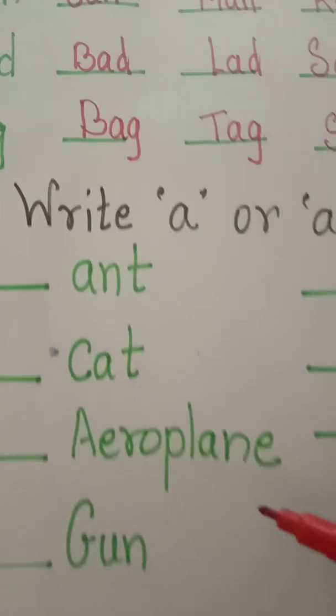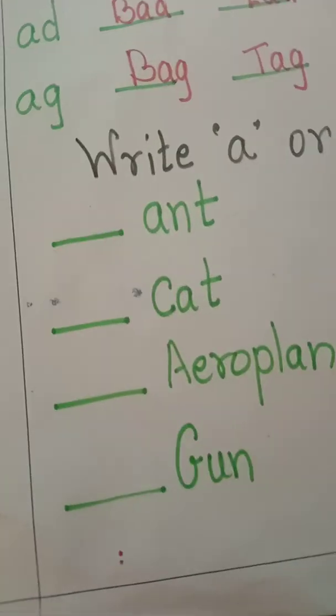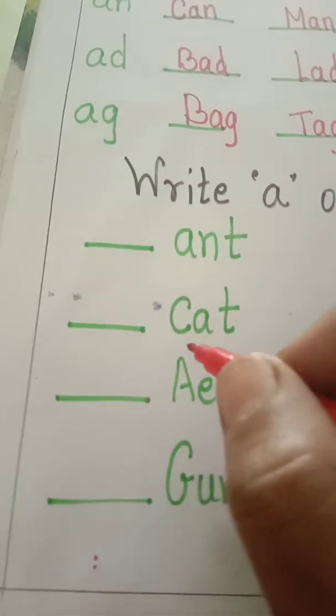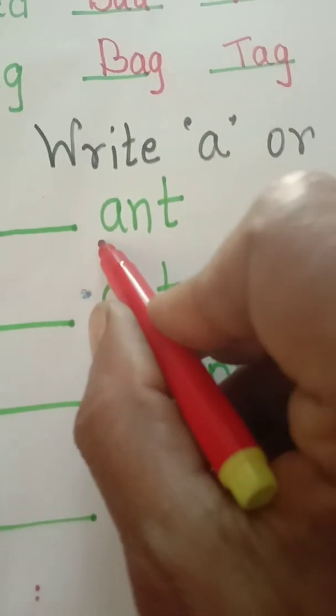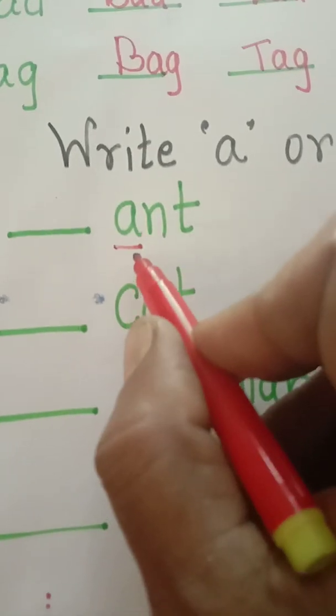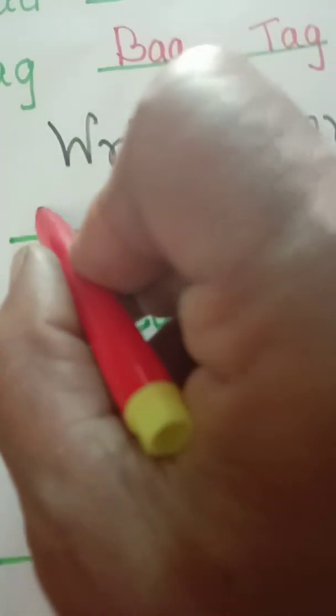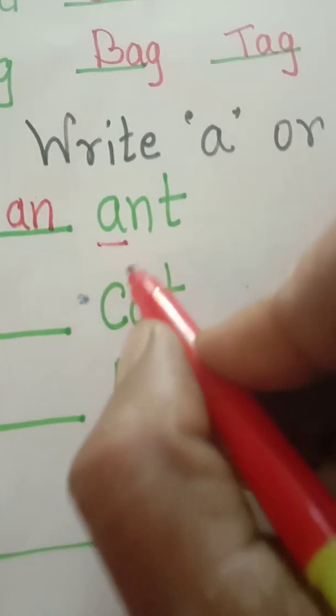Okay. Now the next is write a or an in front of the words. Now here you have to be very careful while writing a or an. Now this is a, and as I told you, a is a vowel. So whenever you come across a vowel, you must always remember you have to write an in front of the word. So it becomes an ant.